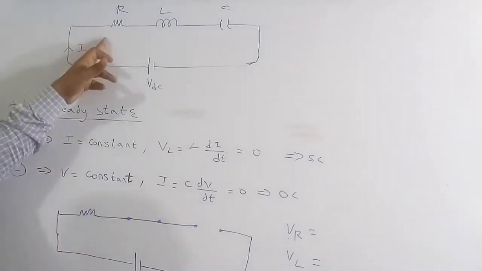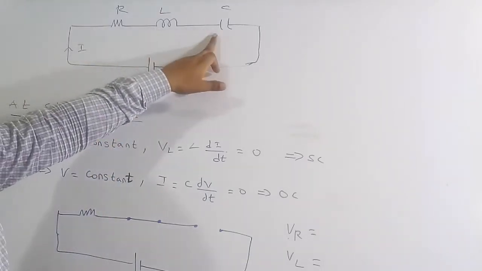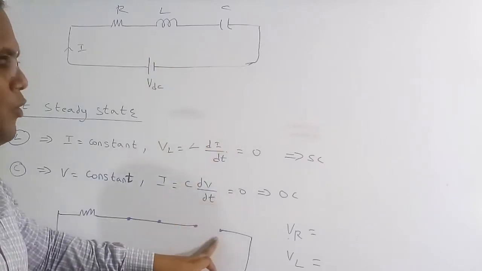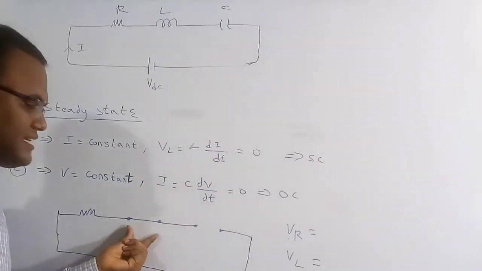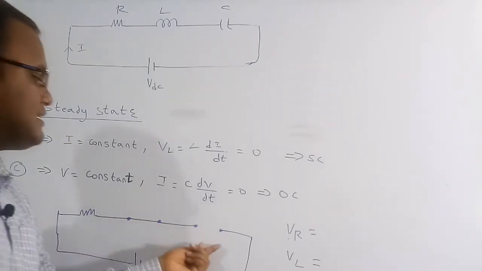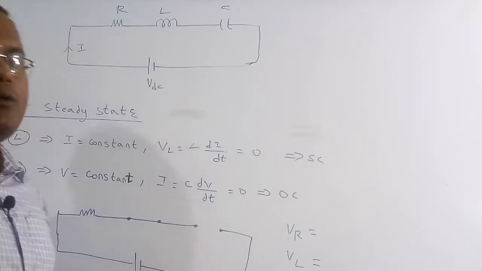So therefore, the resistor will still be a resistor, but the inductor is replaced by short circuit and the capacitor is replaced by open circuit, because at steady state the voltage across the inductor is 0, so we make a short circuit, and the current in the capacitor is 0 at steady state. So therefore, we make an open circuit.